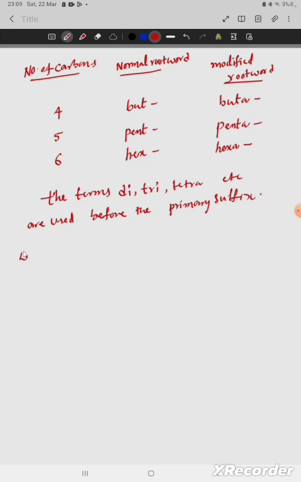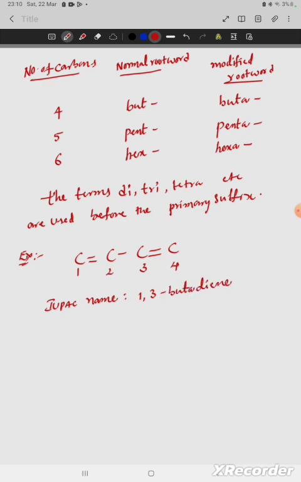For example, suppose we are taking 4 carbons. The first carbon has a double bond and the third carbon has a double bond. We give numbering 1, 2, 3, 4. The IUPAC name of this one is 1,3-buta-di-ene.